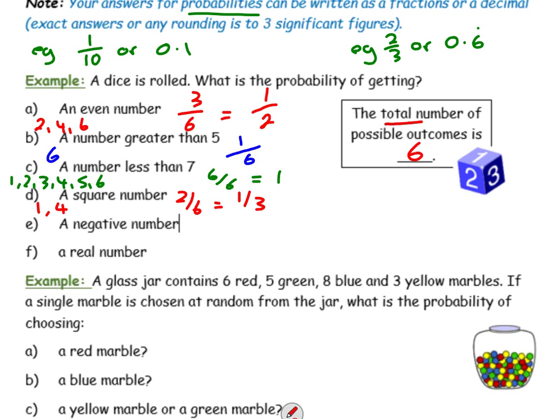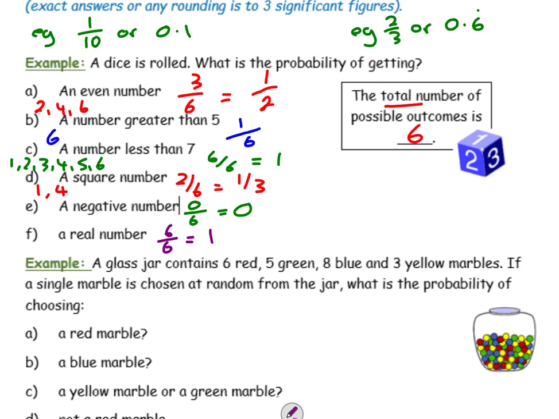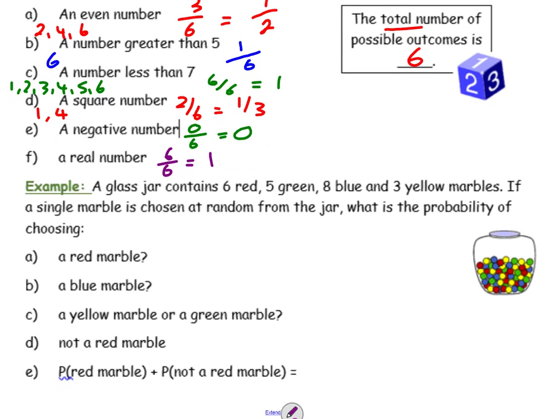A negative number, are there any negative numbers on a dice? No. So if you want to write it out as a fraction, it would be 0 over 6, which is just 0. You can go straight to writing 0 if you prefer. And a real number: remember any number is a real number, so all 6 numbers on a dice are real. So 6 divided by 6 equals 1. Notice that I'm always simplifying my probabilities. It's always good to do that.